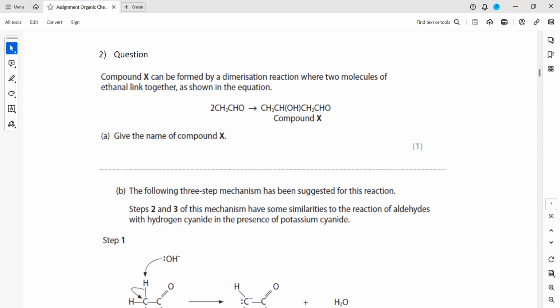You will find greater weightage of the question from this topic. So compound X can be formed by dimerization reaction where two molecules of ethanal link as shown. Give a name of a compound. So what is the name of this compound?